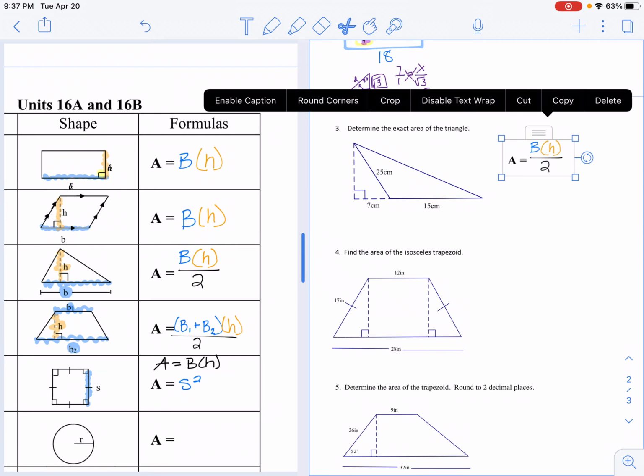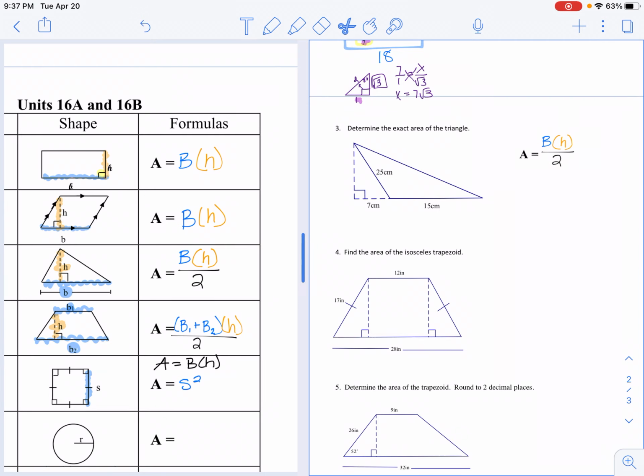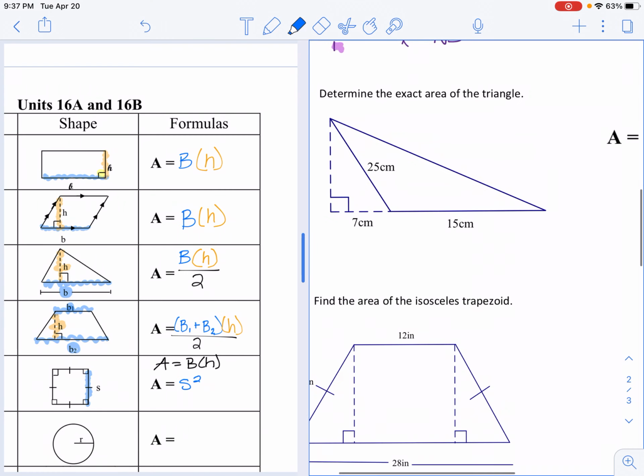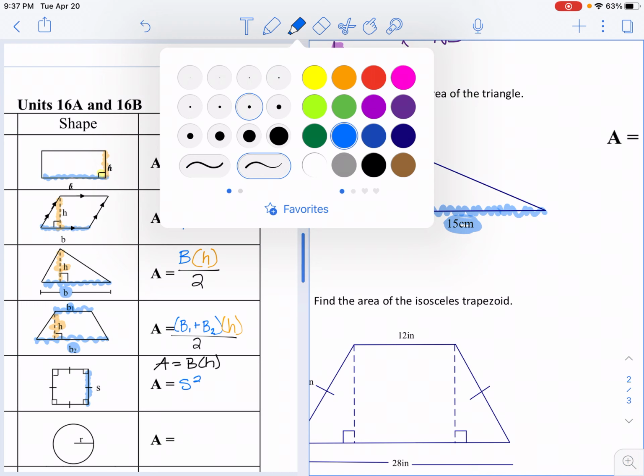All right, our triangle relationship is to take our base times our height and divide it by 2. So when I look at the triangle that I'm trying to find the area of, highlight the base. Okay, your base is 15. Now highlight your height.